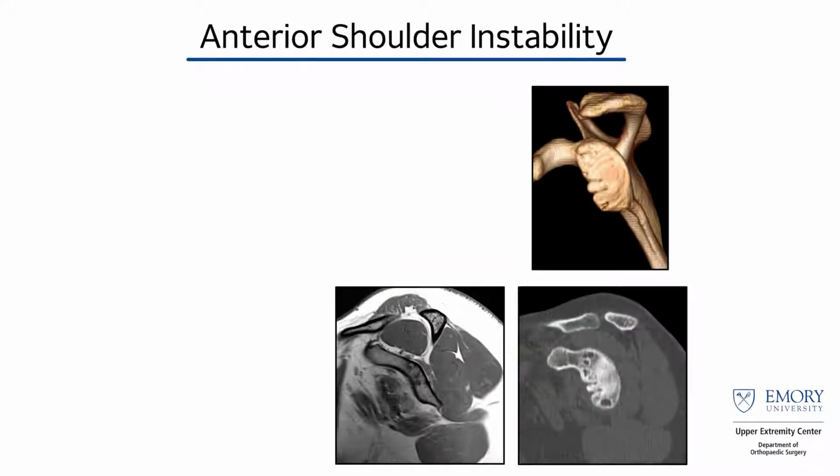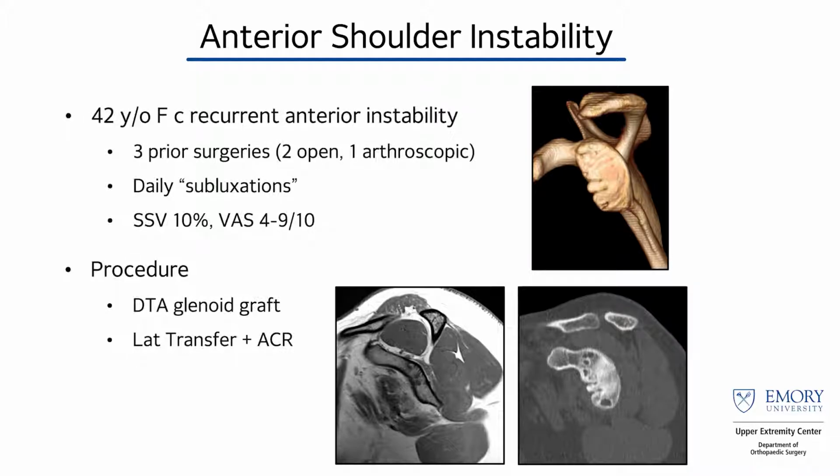Anterior shoulder instability is also kind of an interesting one. There's a couple case examples for this. I like this one just because it shows what happens after you treat these patients. So this patient had recurrent anterior shoulder instability, 3 prior surgeries, daily subluxations. And as you can see here, she has an irreparable subscapularis tear, and she has pretty significant anterior glenoid bone loss.